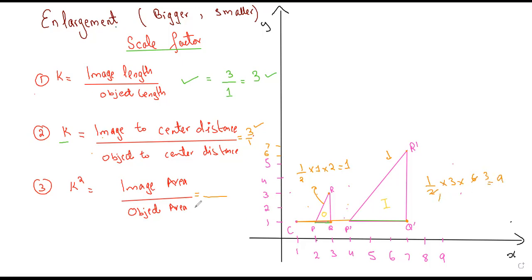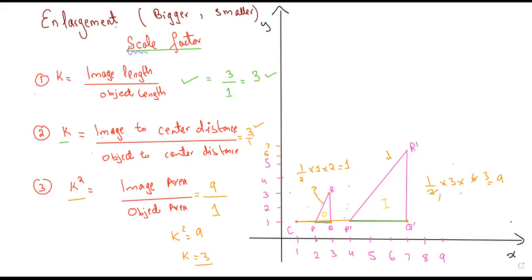Okay, now look at this. The image area is 9 and the object area is 1. So k square is 9. Okay, this is k square. If k square is 9, the scale factor is going to be 3. Okay, now it could be positive 3, it could be negative 3. I'll discuss this in the next class about the signs, but for now I just want all of you to understand this last thing.